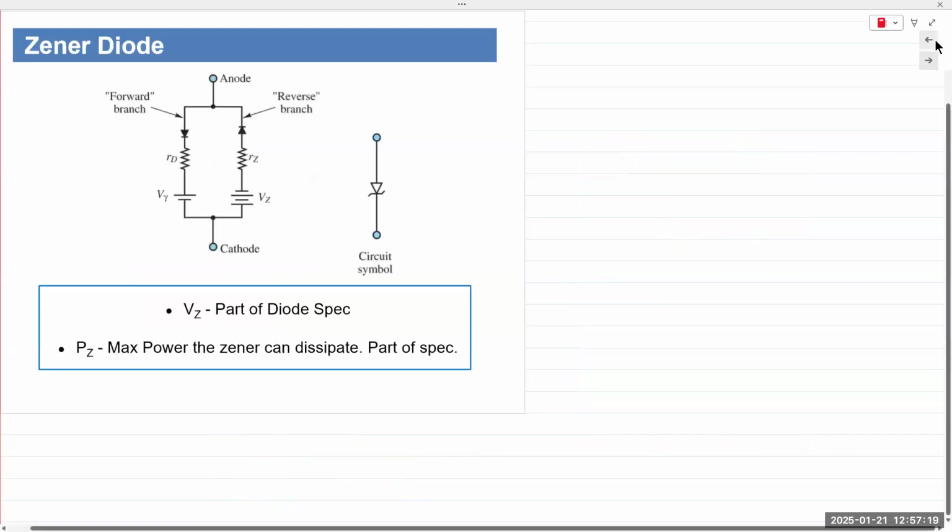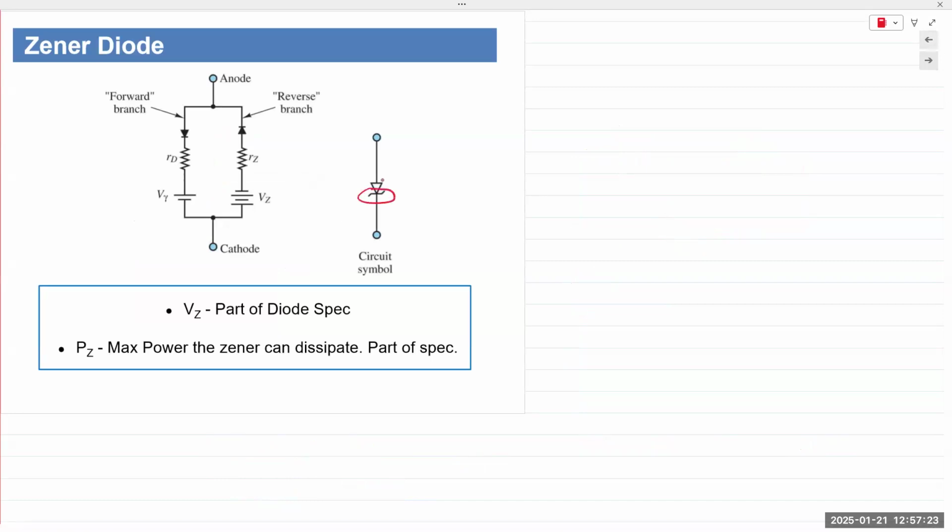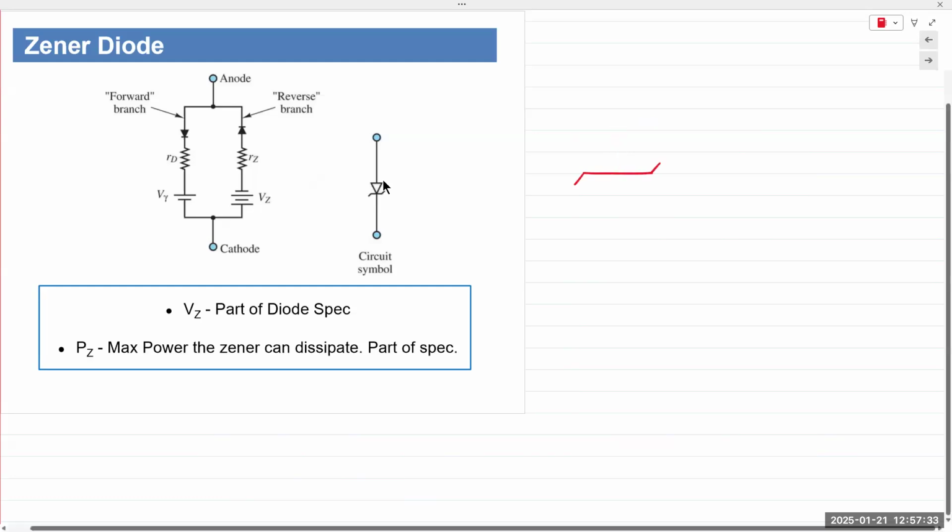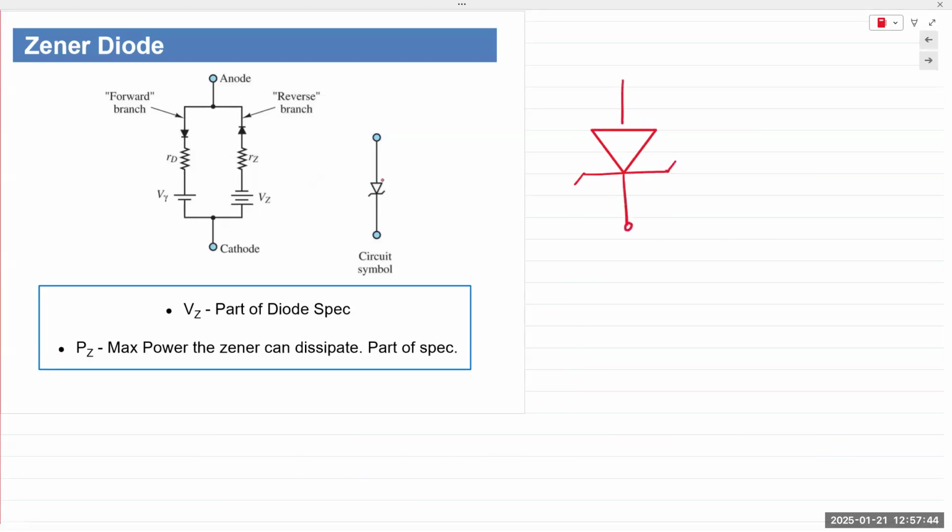So Zener diodes are exclusively used in the reverse bias. The symbol is shown right here. The cathode has whiskers. Cathode is still the cathode, anode is still the anode, but a Zener is noted with whiskers. And it's exclusively operated in the reverse bias.